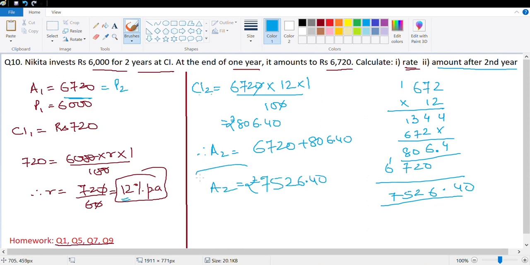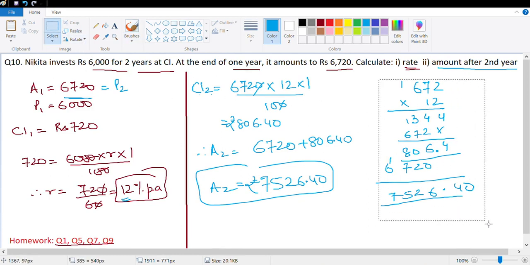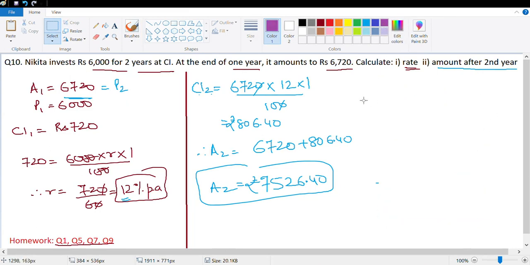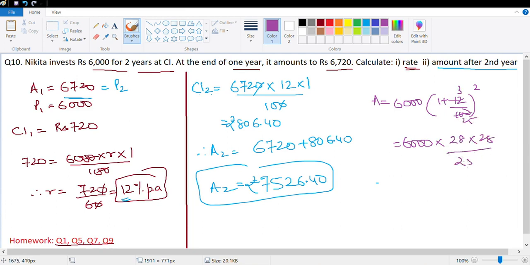I could have also used the formula, but I thought it'll be faster without using the formula. Had I used the formula, my answer would have been still the same, but it would have looked like amount would have been equal to principal. That's 6,000, 1 plus 12 upon 100 raised to the power 2. That's 6,000, and this is 28 into 28 upon 25 into 25. You'll still get the same answer.